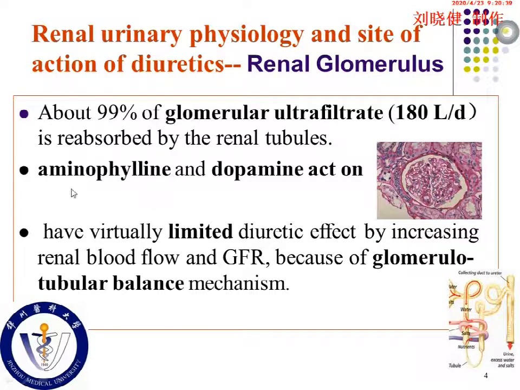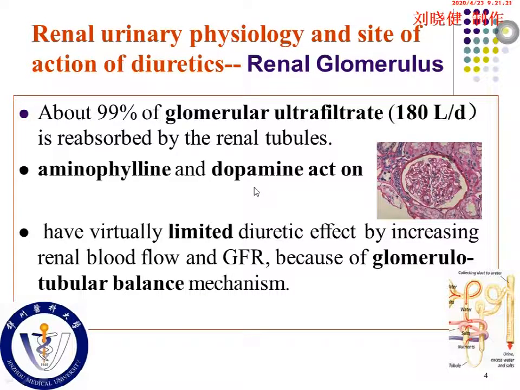Some drugs, such as aminophylline and dopamine, acting on the glomerulus, have virtually limited diuretic effect by increasing renal blood flow and glomerular filtration rate because of the glomerular tubular balance mechanism. Aminophylline is usually used to treat asthma. You don't study it now, but you have studied dopamine.